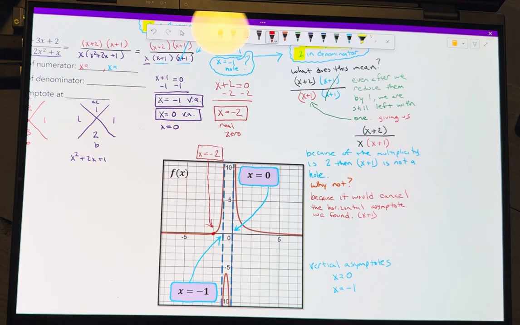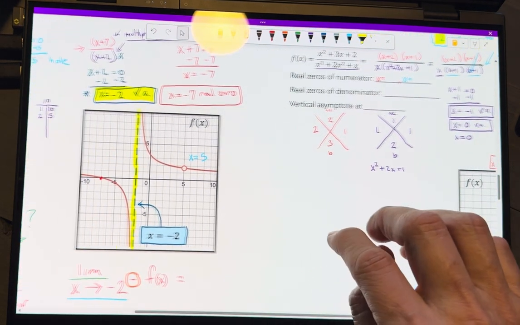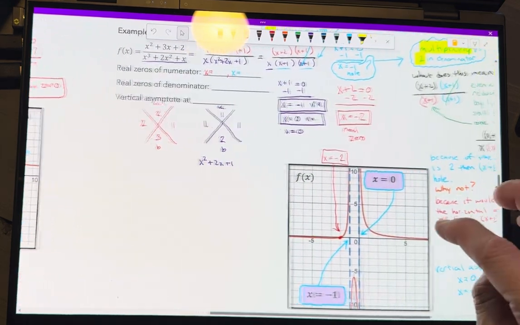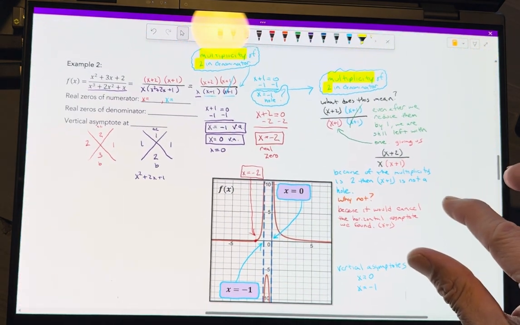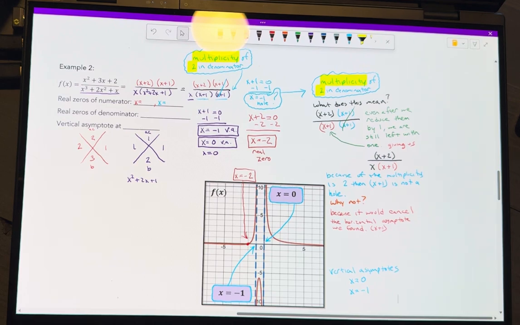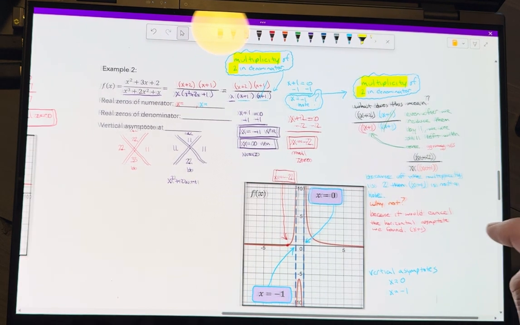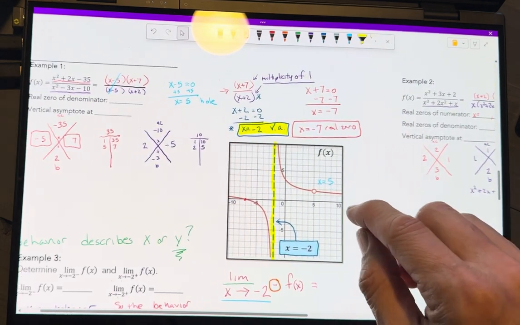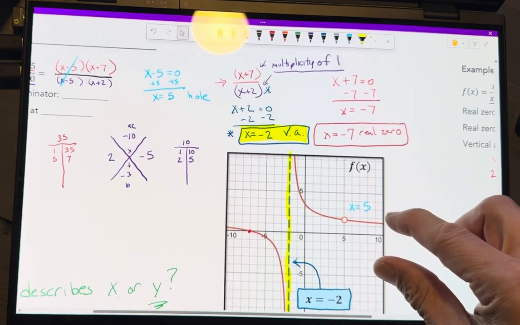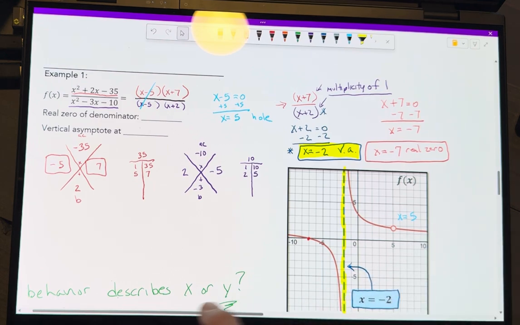Okay, let's go over this third example. Let me zoom out so you can get a whole picture of this one. So there's a whole picture of that problem. Second example. And here's a good picture of the first one.